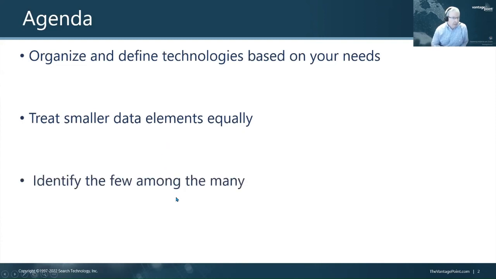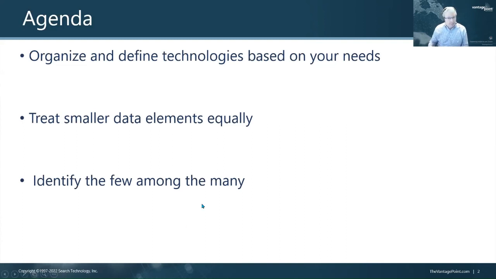And then identifying the few among the many. What do I mean by that? Let's say you have a list of inventors and you have 50 companies in your data, and you'd like to only focus on the inventors or the authors from a particular company or a particular affiliate. We're going to talk about using Matrix to help you with that.